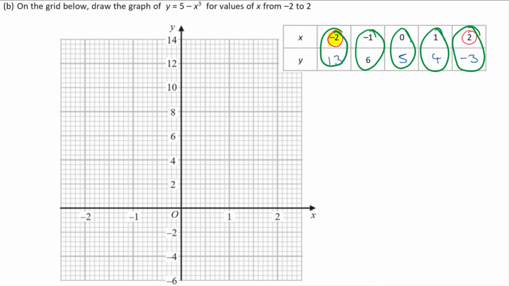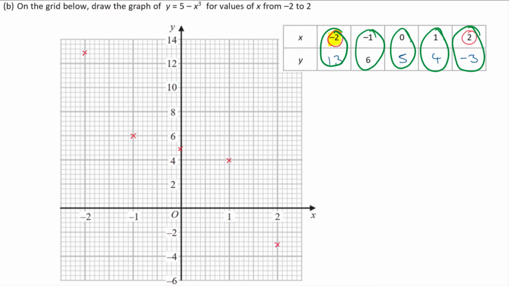-2 goes with 13. That's halfway between 12 and 14, isn't it? It's going to be there. -1 goes with 6. 0 goes with 5. 1 goes with 4. And 2 goes with -3.